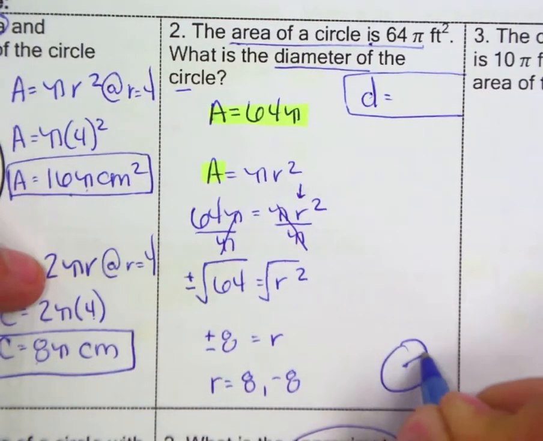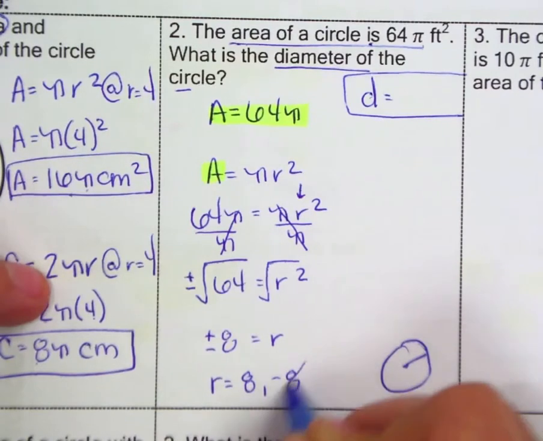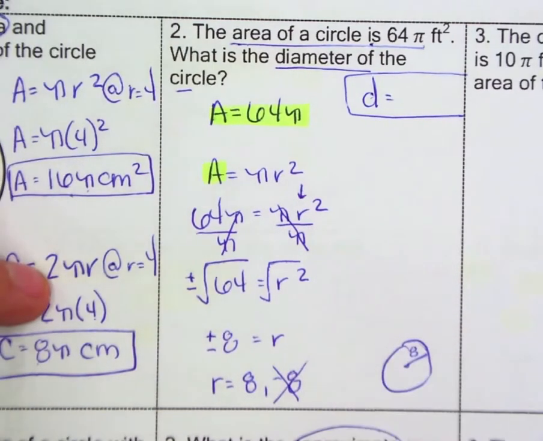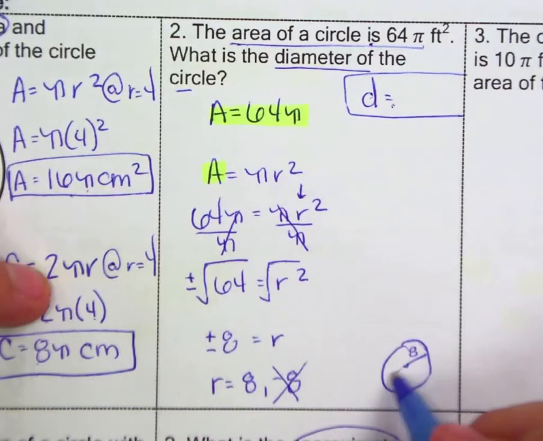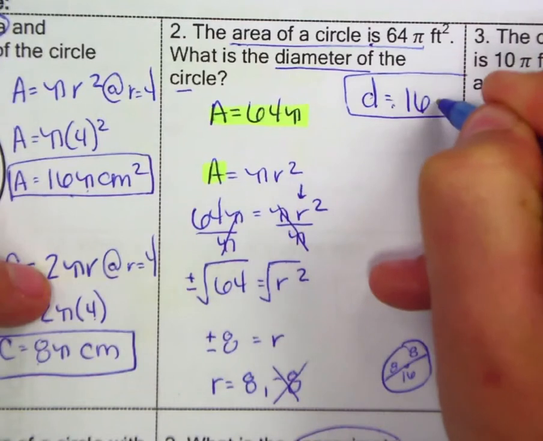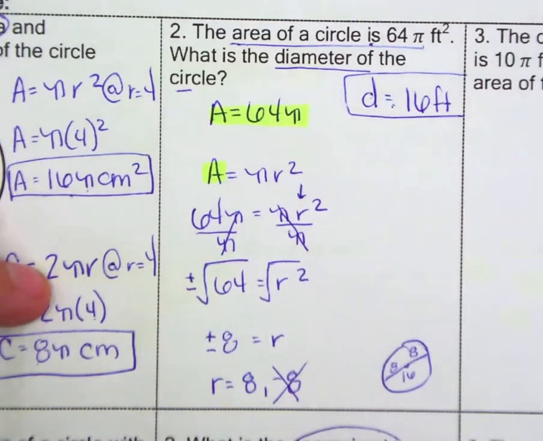Does it make sense that a radius is negative? No. So our radius is actually just 8. Is the question asking for the radius? It's not. It's asking for the diameter. So the diameter is 16 feet. Make sure you actually answer the question, right?